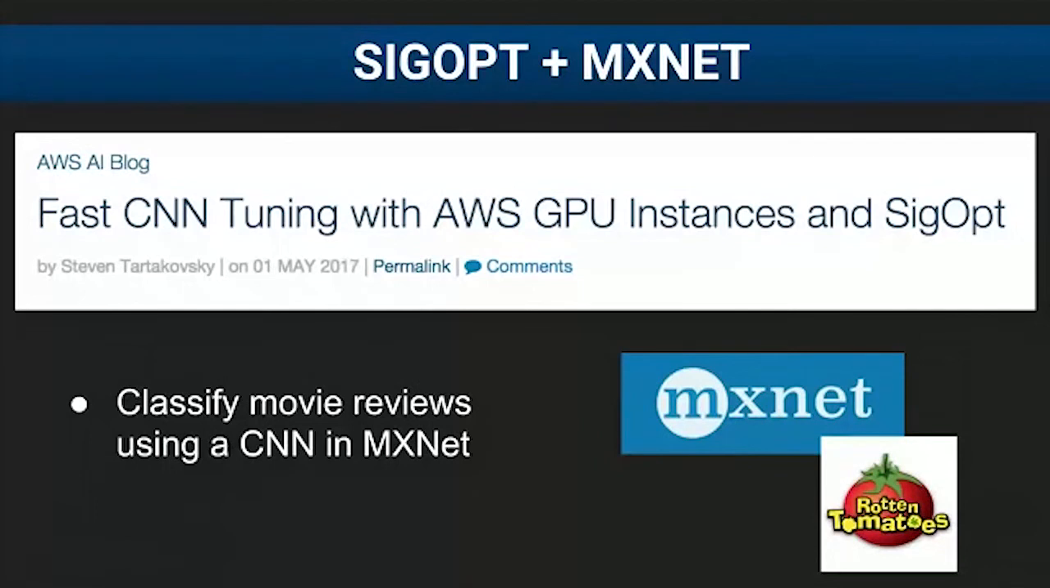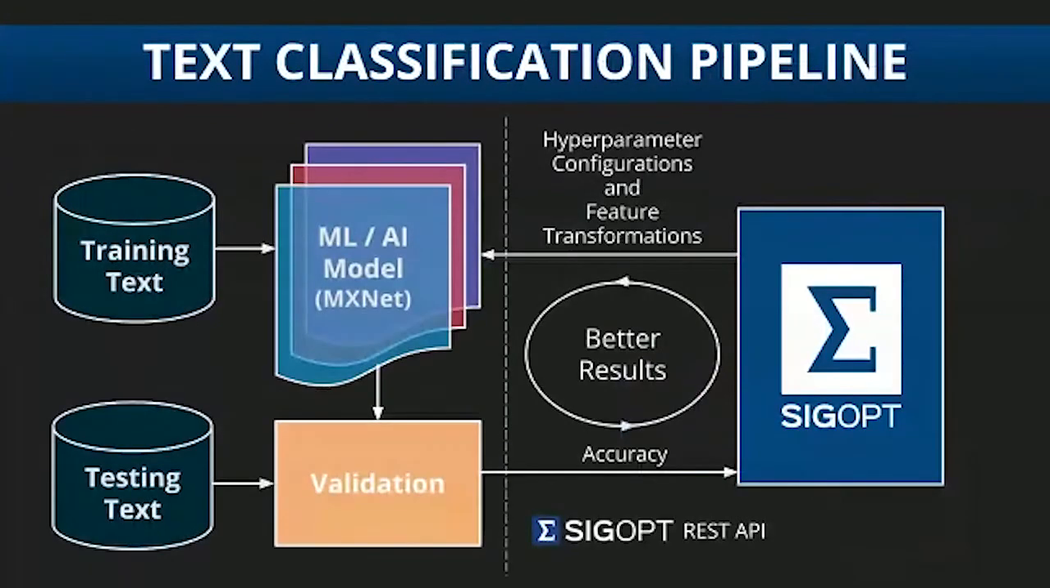Okay, so this was an example we did with AWS. It was on their AI blog in May. The idea was we're going to take a simple convolutional neural network and apply it to a natural language processing task of classifying movie reviews, and then see how different hyperparameter tuning strategies performed in optimizing the accuracy of this method. So once again, we took an off-the-shelf method and an off-the-shelf data set.